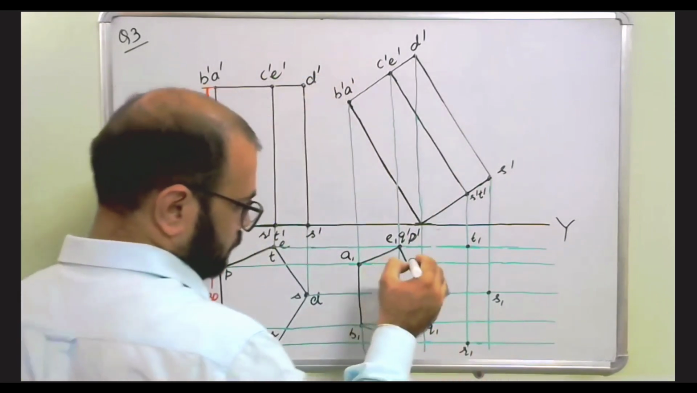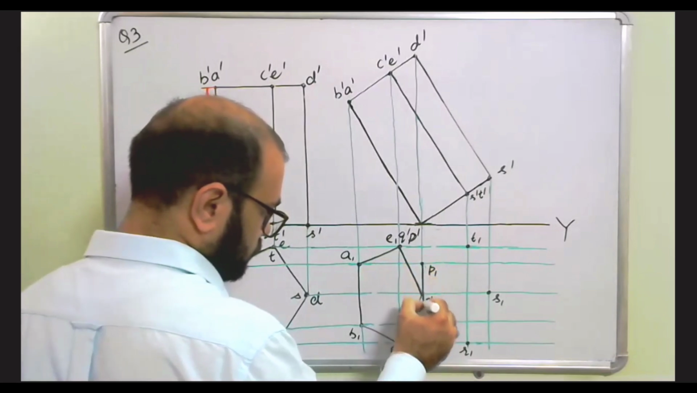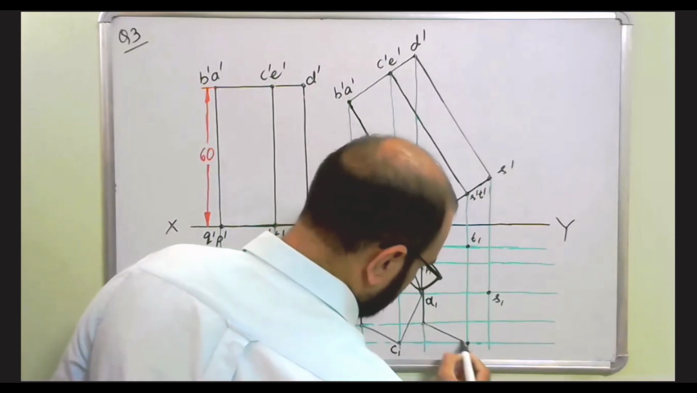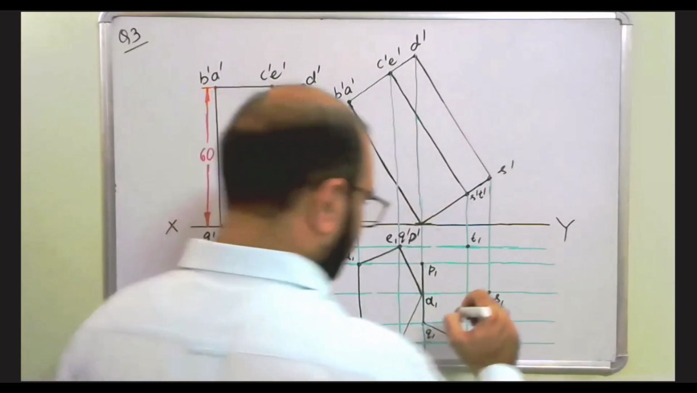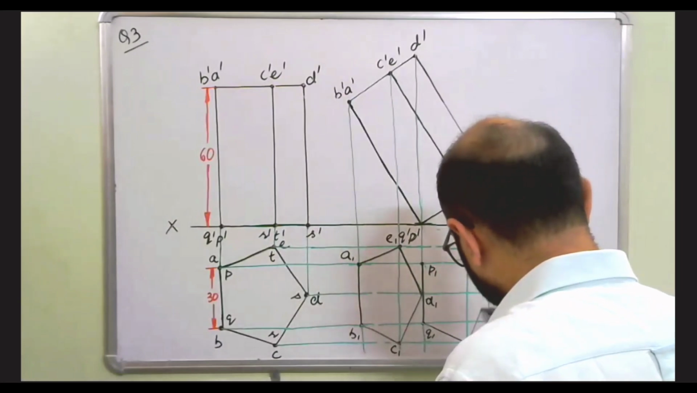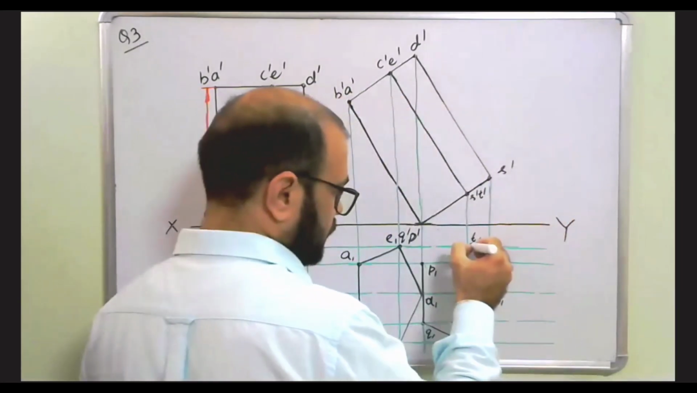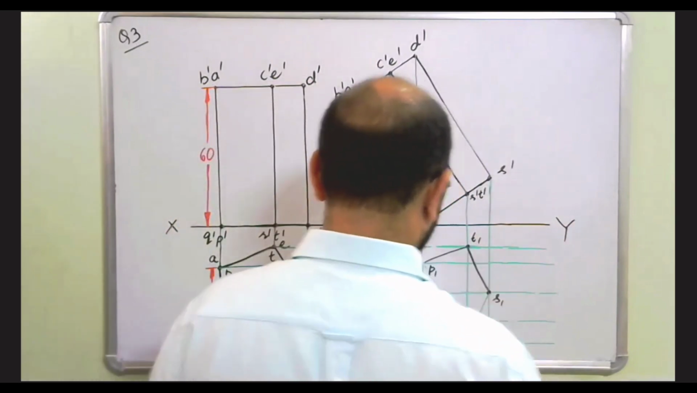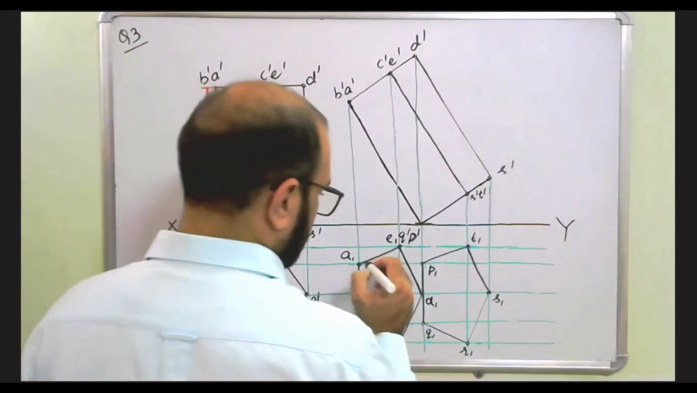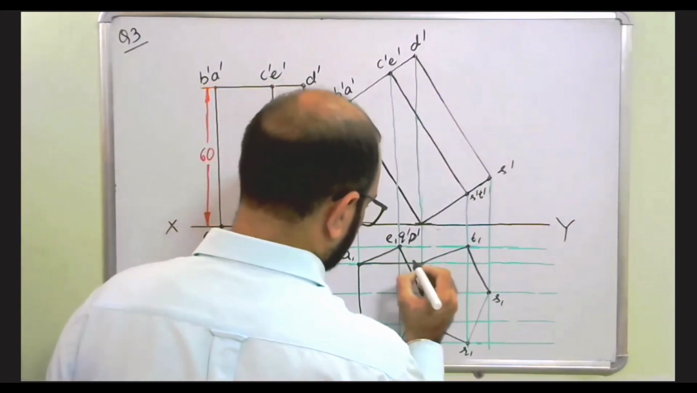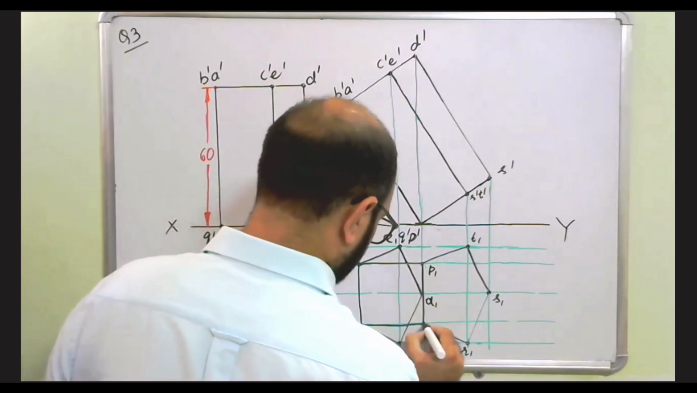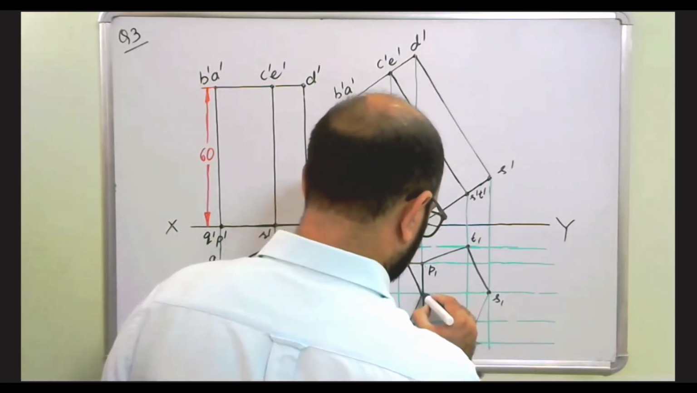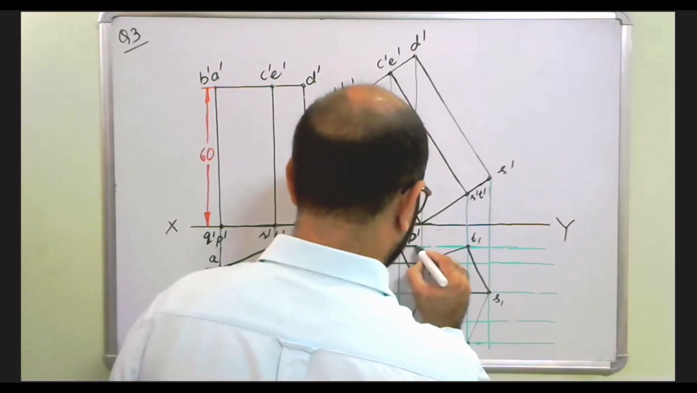Right, and then P1 with Q1, Q1 with R1, R1 with S1, S1 with T1, and T1 with P1 again. Then join A1 with P1, the longer edges, B1 Q1, C1 R1, T1 S1, and E1 T1.